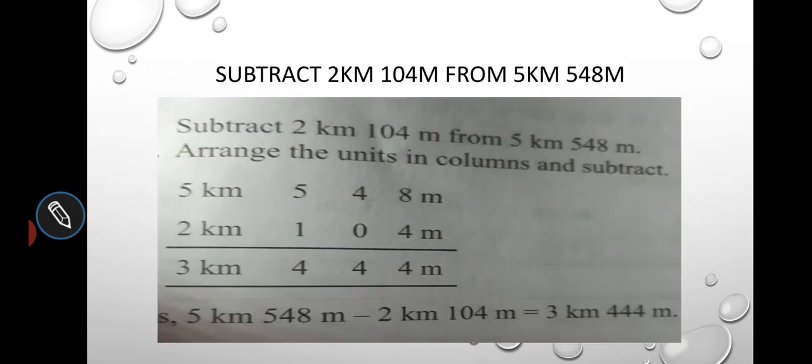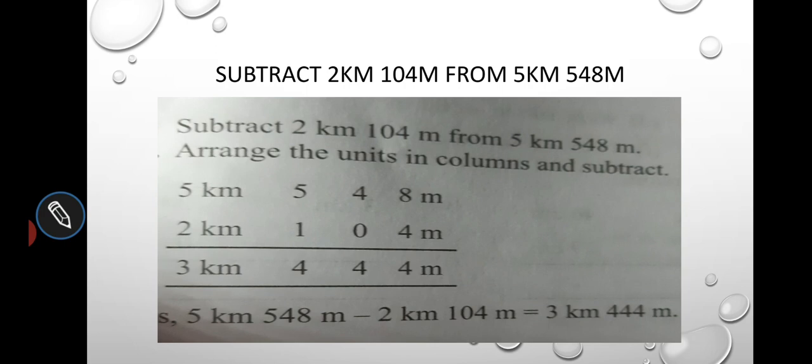Now, we have to subtract 2 kilometer 104 meter from 5 kilometer 548 meter. As in addition, we have seen that there are two methods to perform addition. What are the two methods? We have to arrange the units in columns and then add. The second method is conversion, that is, we convert all units into a single unit, then perform the operation of addition. The same is followed in subtraction.